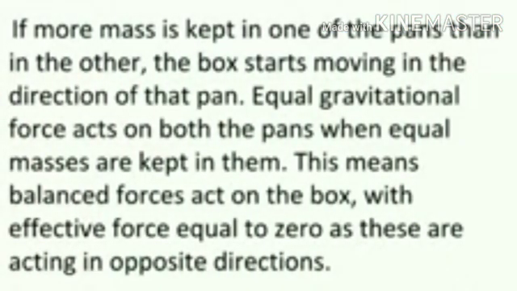If more mass is kept in one of the pans than in the other, the box starts moving in the direction of that pan. Equal gravitational force acts on both the pans when equal masses are kept in them. So this means balanced forces act on the box with effective force equal to 0 as they are acting in opposite directions. Means when the equal masses are there, that time that is the balanced force.